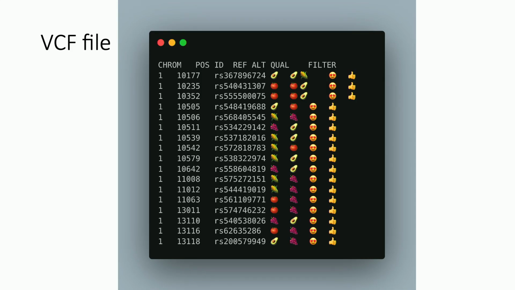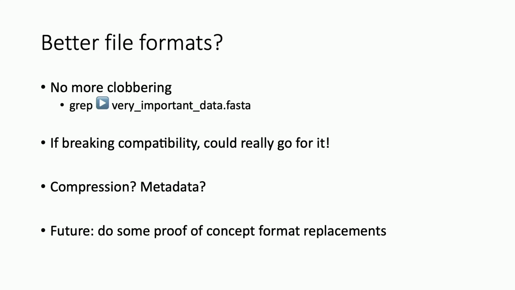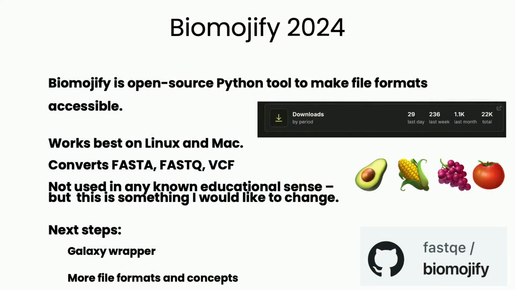So, a little bit tongue-in-cheek, but could we make better file formats? You wouldn't get any clobbering if you had an emoji in there when you were looking at a FASTA file. If we're going to break compatibility, we may as well go for it. So I'm really thinking like some crazy proof of concept to say, this is how you could do the best version of a bioinformatics file format if you wanted to use an emoji. So that's the state of Biomojify in 2024. Works best on Linux and Mac. No one's really using it educationally that I know of, but I want to change that. And as I said, I really want to get that on the Galaxy platform as well.